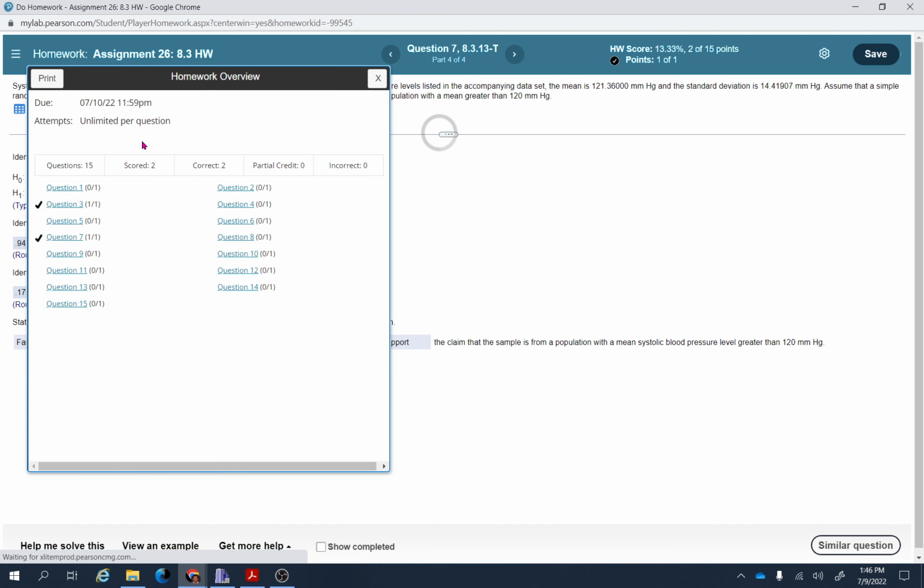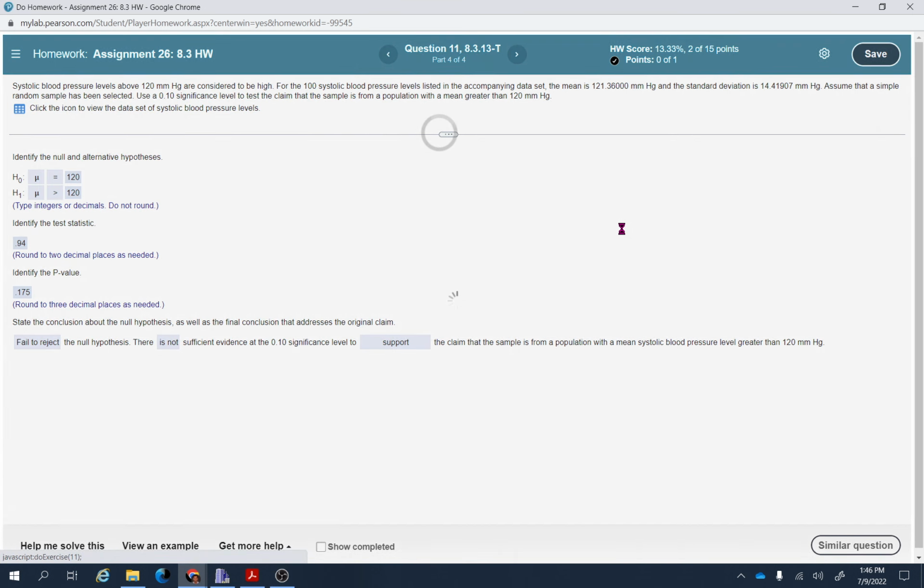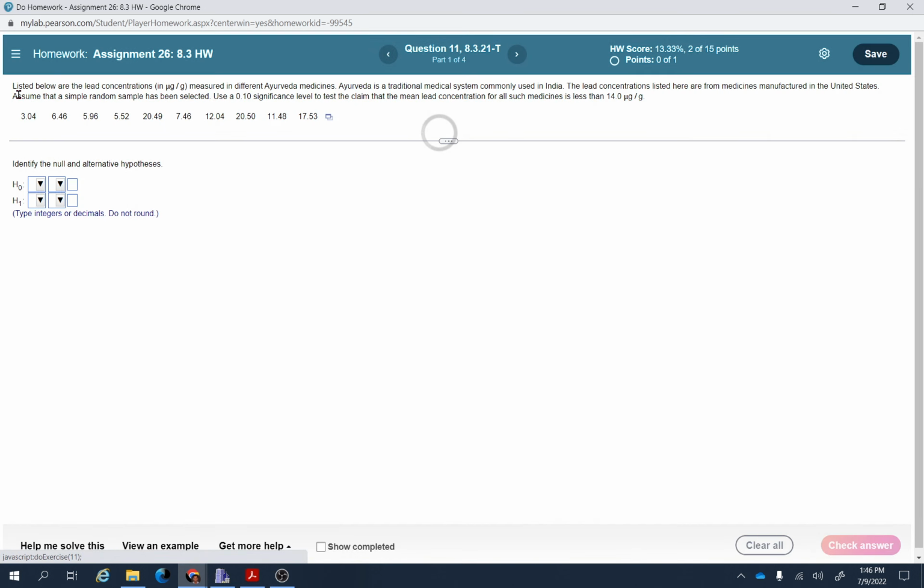So let's do one more problem, problem number 11. Listed below are the lead concentrations measured in different Ayurveda medicines. Ayurveda is a traditional medical system commonly used in India. The lead concentrations listed here are from medicine manufactured in the United States.